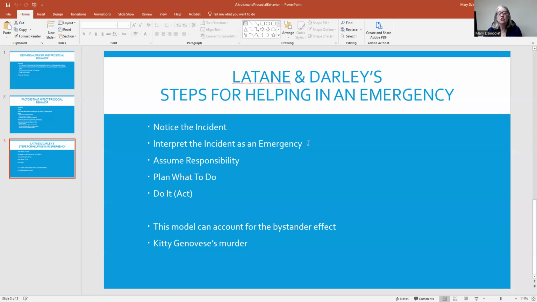Latané and Darley then went on and did lots of research to try to understand when people will help in an emergency situation like this. But then decades later, they went back. I'm not sure which researcher went back to really try to find out more about the Kitty Genovese murder.